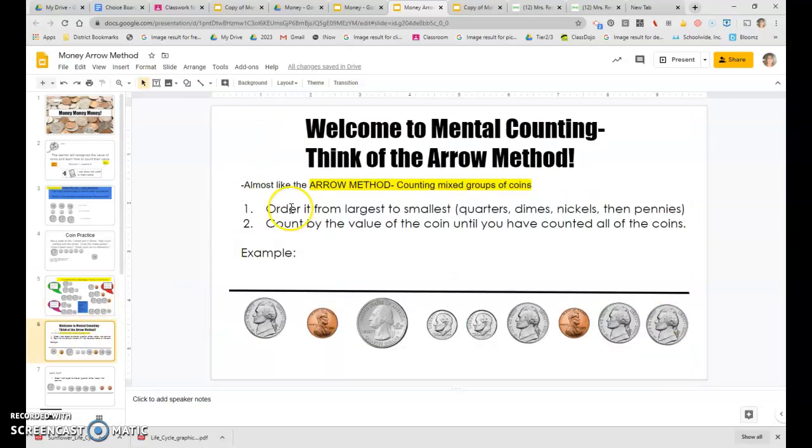All right, let's take a peek at this one. So when I'm doing the arrow method, it's a little bit different than the hairy money, because with the hairy money we're counting by 5s after we decide how many hairs each coin gets. But when we're doing the arrow method, we are going to order the coins from largest to smallest. So we're going to choose our quarters first, our dimes, our nickels, then our pennies. And then once we're finished, we can count by the value of the coin until you have counted all the coins, by the actual value.